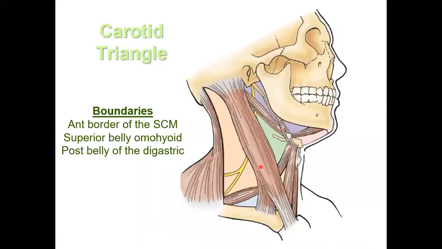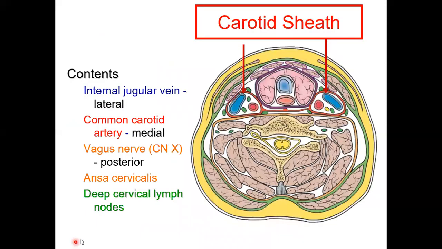Okay. So for your carotid triangle, know the borders are the anterior border of your sternocleidomastoid, the superior belly of omohyoid, and then the posterior belly of digastric. And you can see how the hyoid bone is kind of sticking into the triangle. So the most important thing to know about your carotid triangle is your carotid sheath. You've got to know the stuff that's in your carotid sheath.